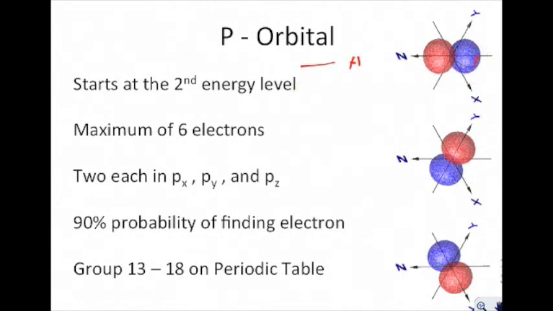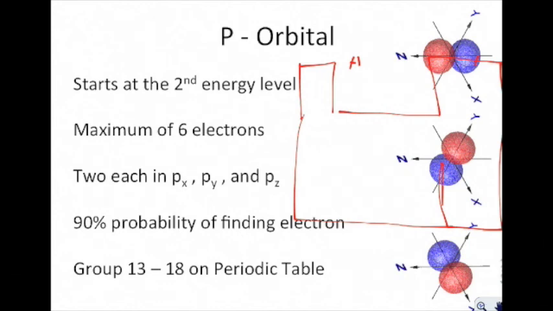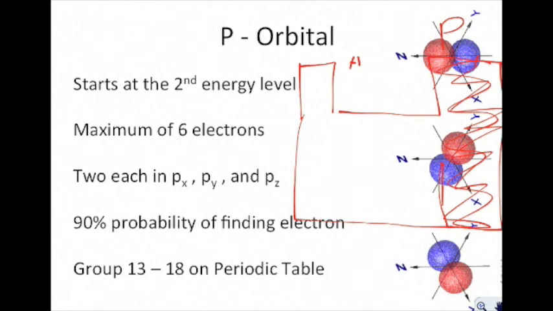So if you were to look at the periodic table, you've got these 2 columns, and then it gets a little bit bigger over here. These 6 columns represent the p orbital shapes.